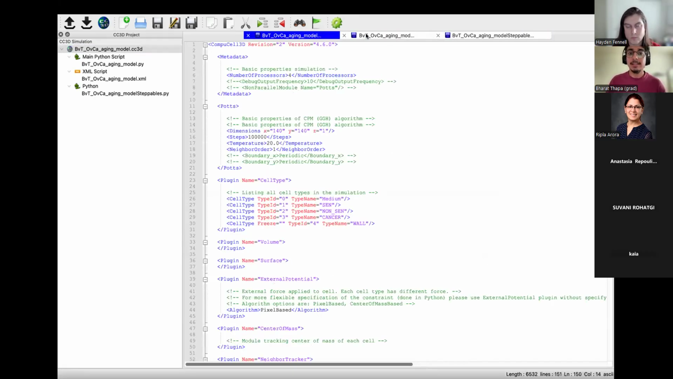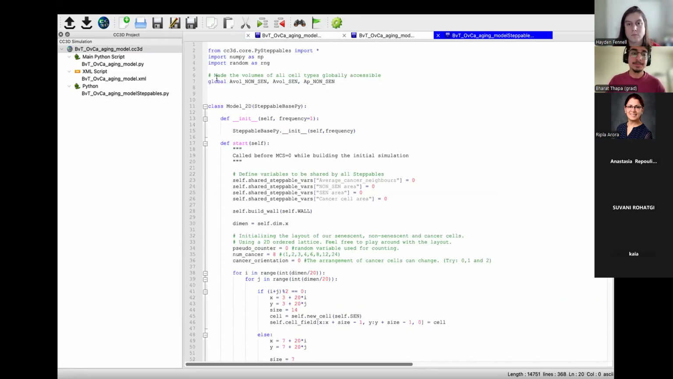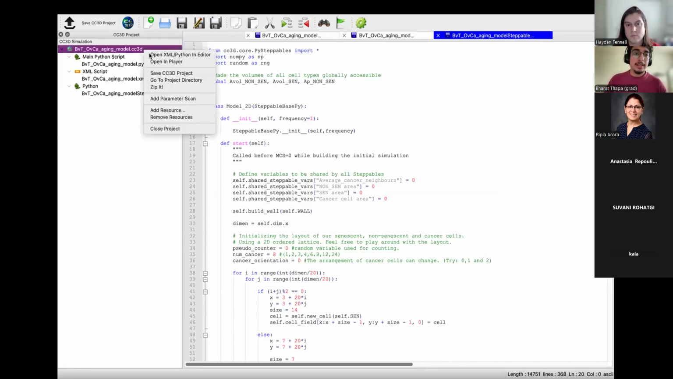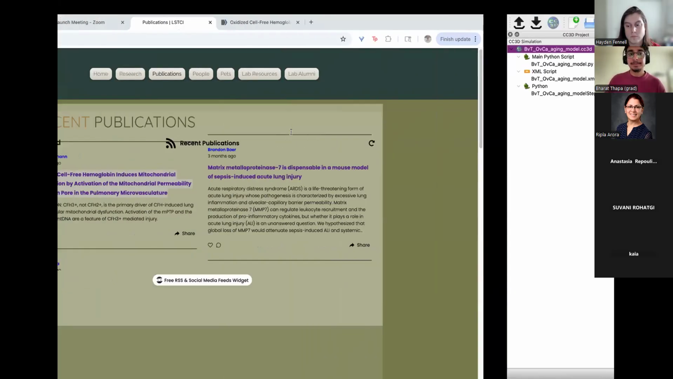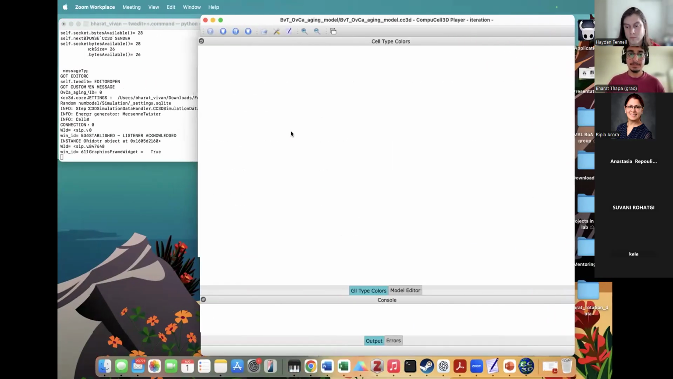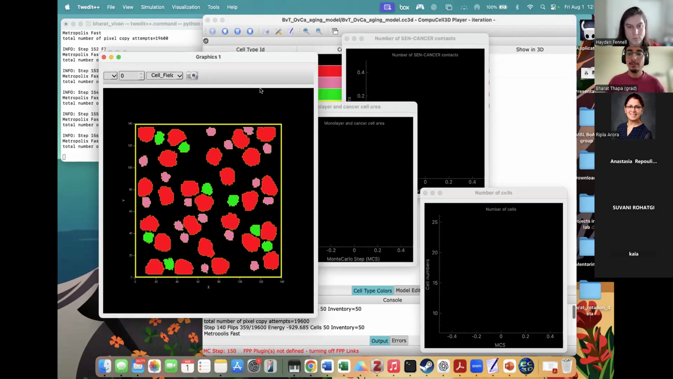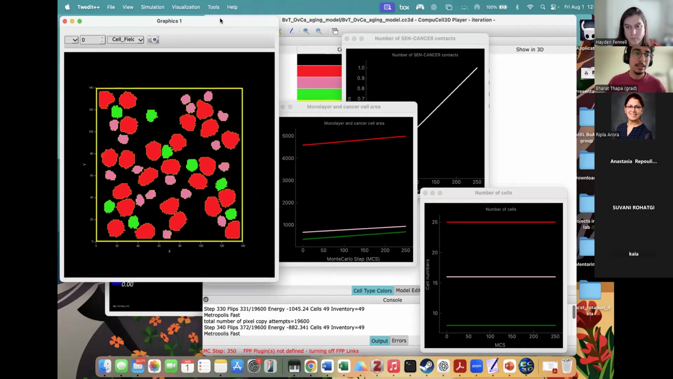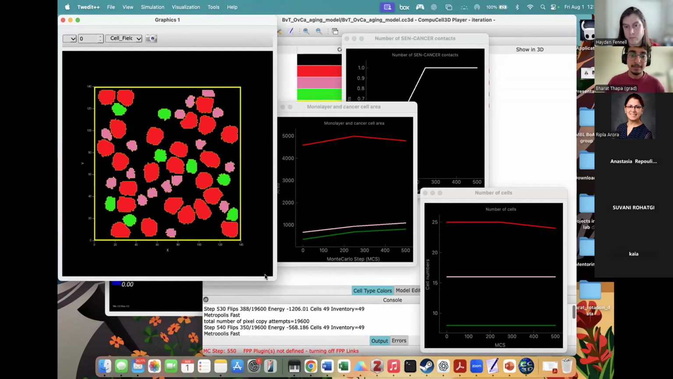So these are the three files that we have. And I'm going to play that in Player. Okay, when you play that, you will see a lot of windows. You might have to rearrange that, hopefully only for the first time.